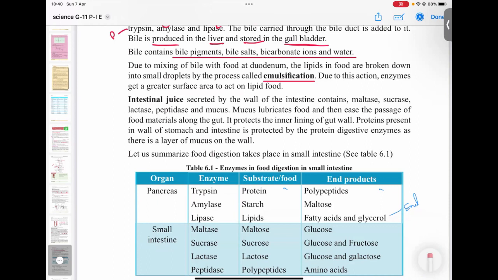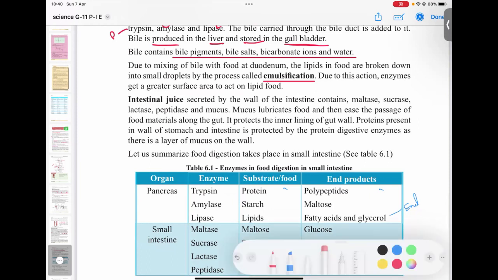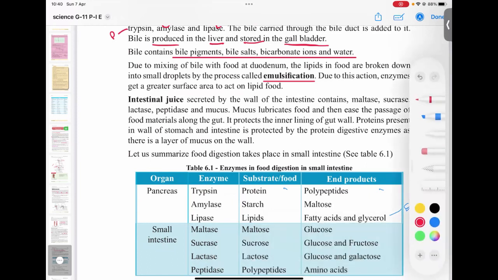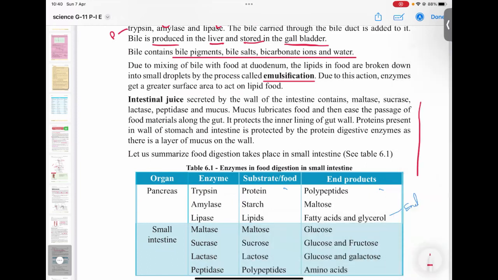So now this mucus will protect your inner lining of the gut wall. Now let's say this is the gut wall. So this inner lining will be protected by the mucus. We should know why the gut wall should be protected, or from what it should be protected.